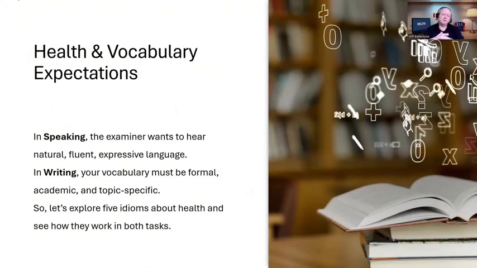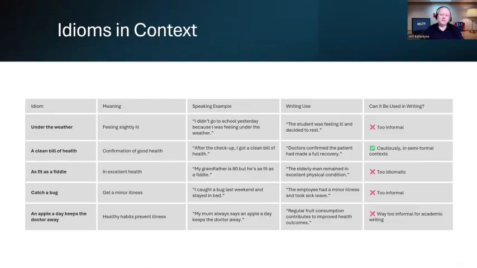So let's look at five idioms about health and see how they work when we look at speaking and what do we do in writing? Can we use them or do we have to reformulate? So we'll look at these words. I'll show you them here first and then I'll show you them individually.